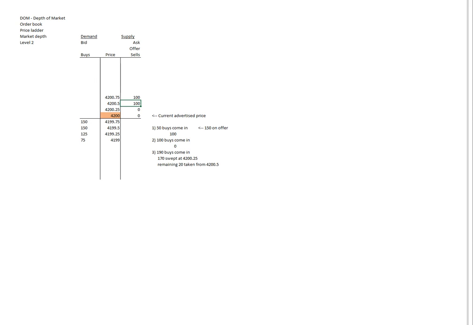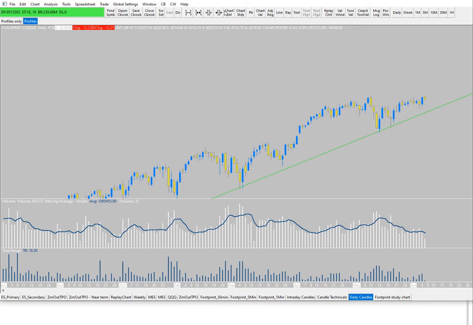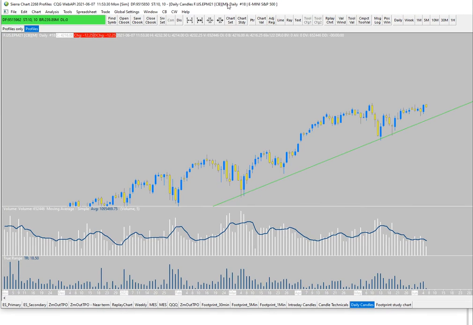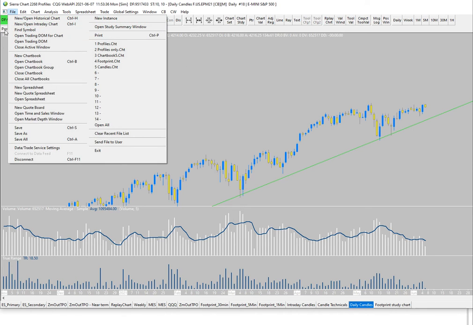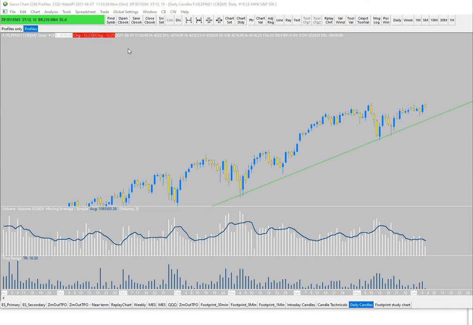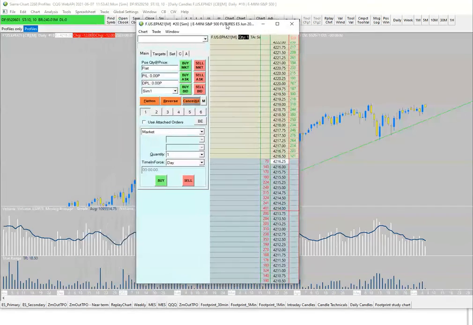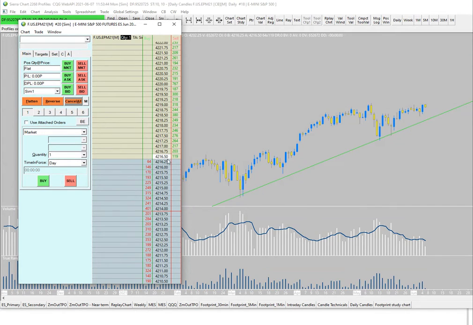All right, so quickly I wanted to go through what it looks like when we... All right, so here's my SierraChart. And this is just the ES in a simple bar chart. What I can do is I can go File, Open Trading DOM for this chart, and this is what we get.